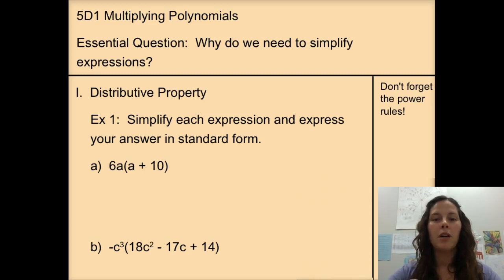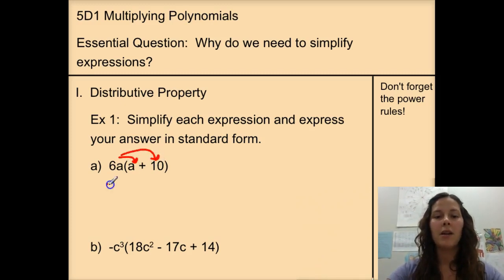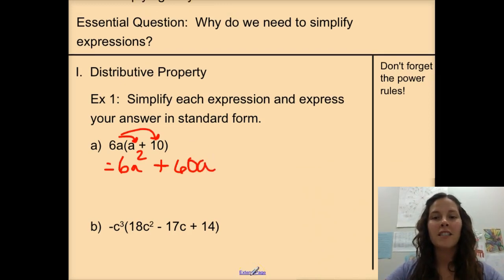Hopefully you remember when you're multiplying, you multiply to both terms or all of the terms inside the parentheses, depending on how many there are. So we're going to start with 6a times a. Remember, when we multiply variables, we add those exponents. We get 6a squared plus 6a times 10. Multiplying our coefficients, we get 60a. Checking to make sure our answer is in standard form. Our first term has the highest power, and then it goes down from there.